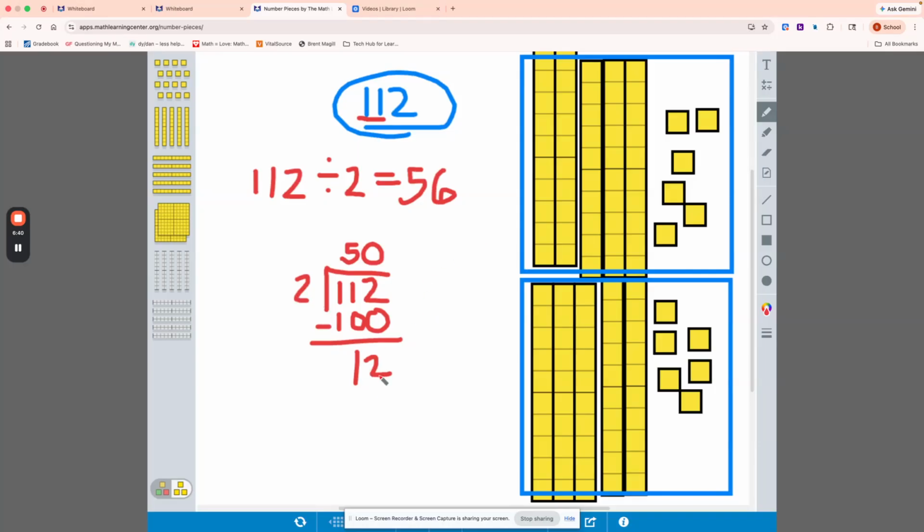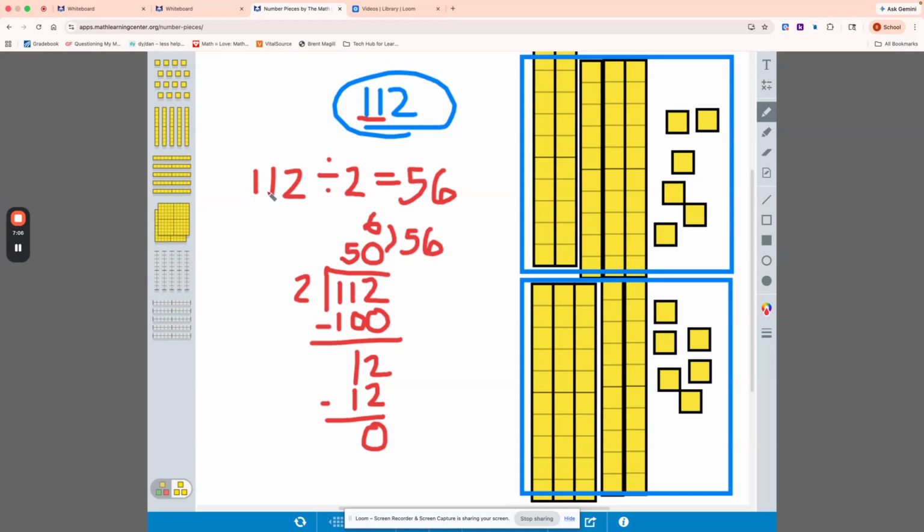Now 2 divides 12. How many times? Yeah, 6. 6 times 2 is 12. So that's perfect. I can put 6 in two groups to make 12. And so then I have 0 left over to divide. So my answer is 56. So this is 3 different ways that you can divide.